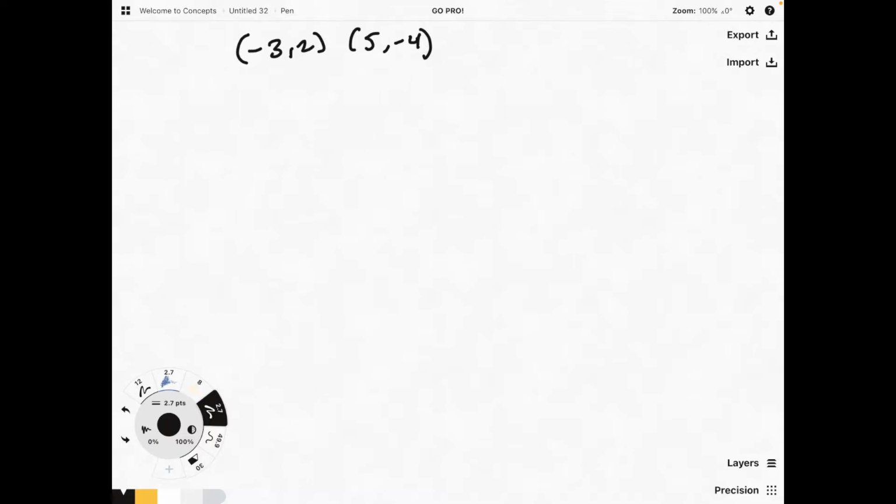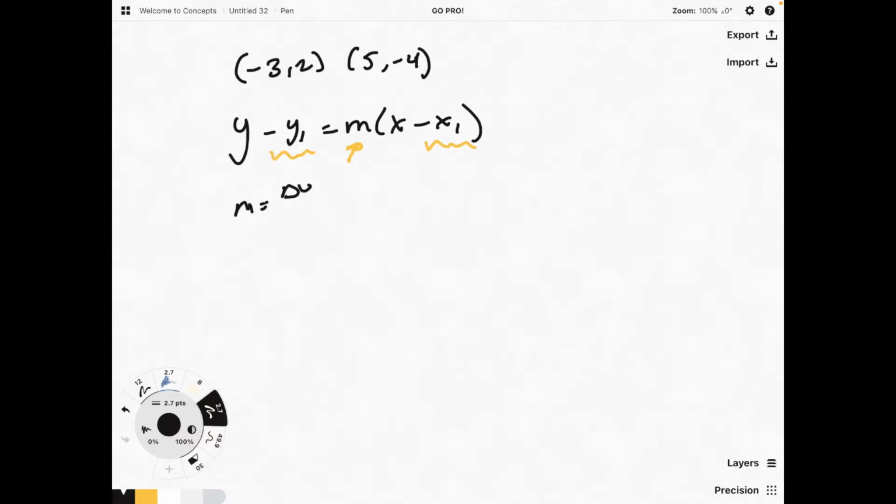The equation of the line that we know now is the point slope form, which is y minus y1 equals m times x minus x1. We already know y1 and we know x1. But what are we missing? We're missing m. So we need to solve for m first. So how do we solve for m? Well, m equals the change in y over the change in x. That is equal to y2 minus y1, because we're using these 2 points, divided by x2 minus x1.